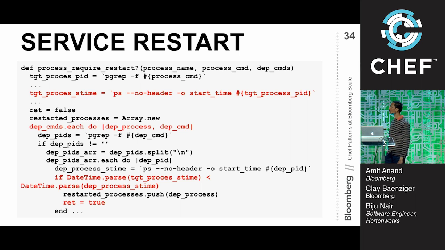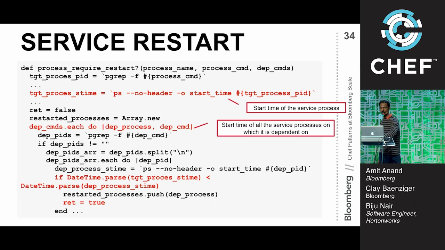It takes three parameters. The first is the process name, in this case JMX trans, and then the process command, a string which uniquely identifies any process started by JMX trans, in this case some identifier like jmxtrans.jar or something like that. And the third one is the hash we saw in the previous slide, the process identifiers for all the dependent processes. So what it does is it finds the start time for the JMX trans service, and then walks through the hash of all the dependent services.